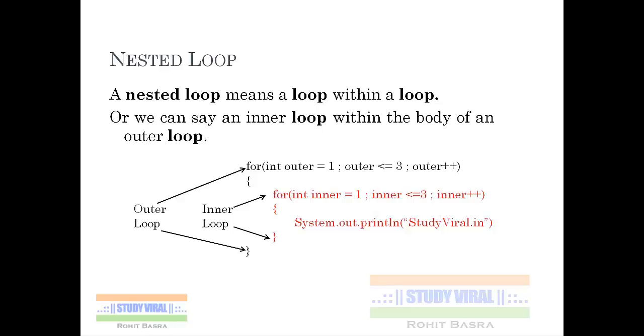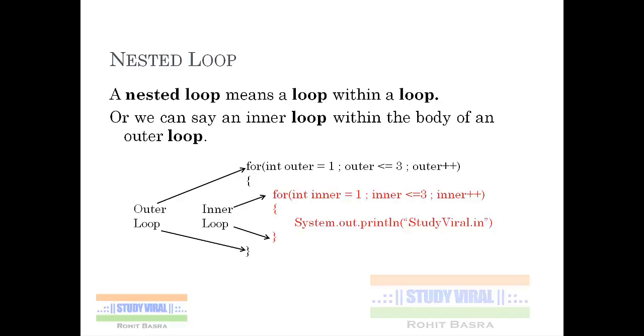In this video I'm going to discuss nested loops. A nested loop means a loop within a loop, or we can also say an inner loop within the body of another, outer loop. Here is the structure of a nested loop. I used an example of a for loop in which one for loop is the outer loop and the other one is the inner for loop.